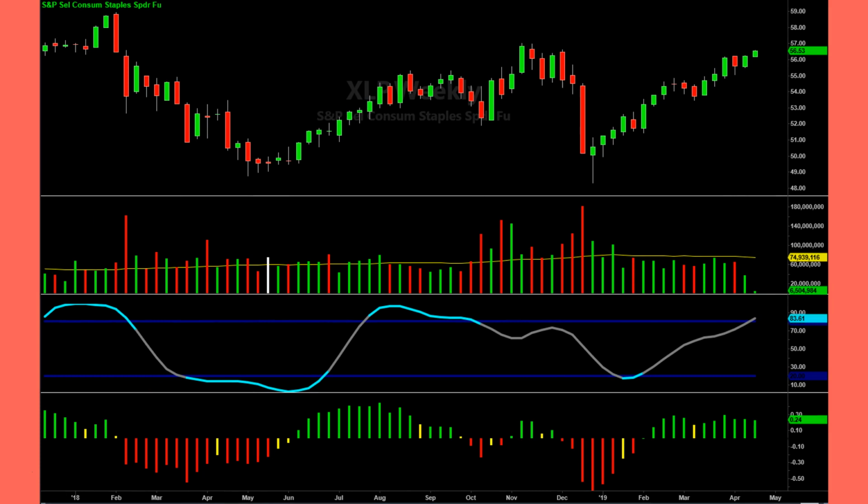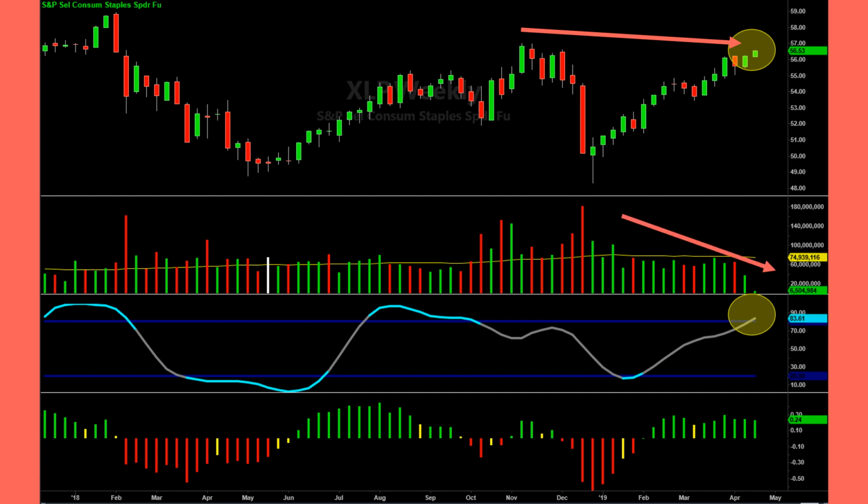Looking at the consumer staples, we're going to jump right in here. We already know what these circles mean. Yep, we're putting in an overbought area, and we are actually looking at a lower high than the previous high. So this would actually be a downtrend if we were to reverse at this point right here.